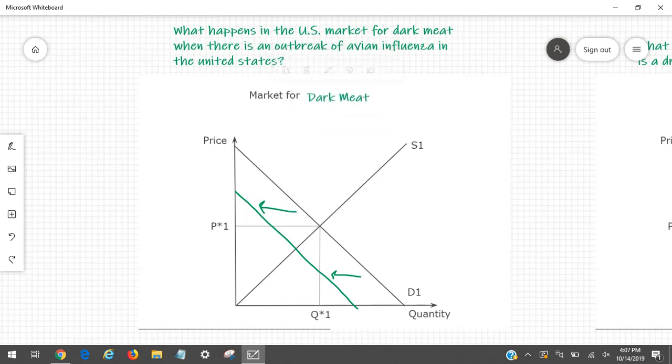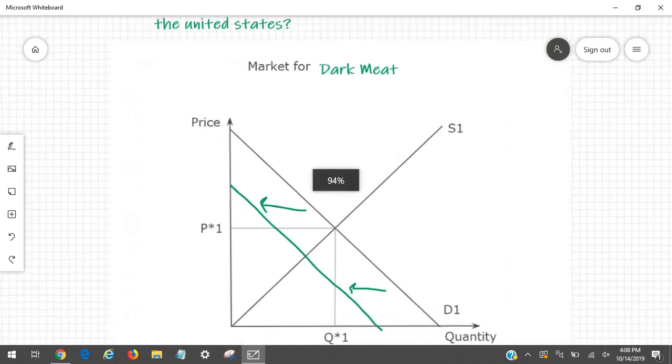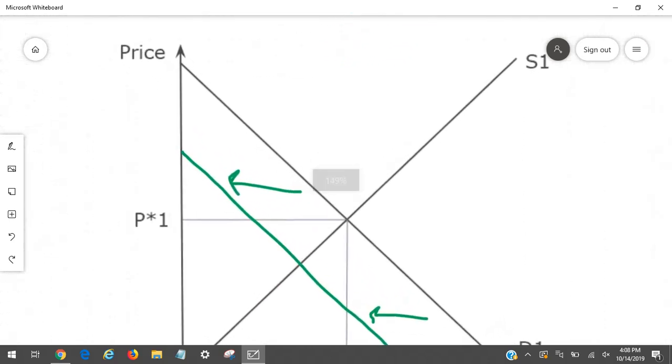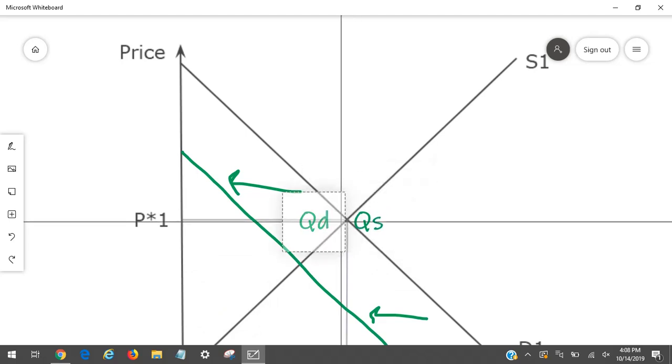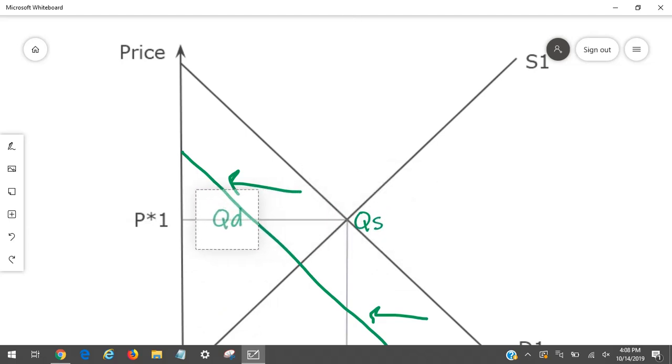All right, so the demand curve shifts to the left. Let's see whether that caused a shortage or a surplus of dark meat. Well, my quantity demanded and quantity supplied were both at equilibrium to begin with, at that original equilibrium price. But when the demand curve shifted to the left, so did my quantity demanded at that price.